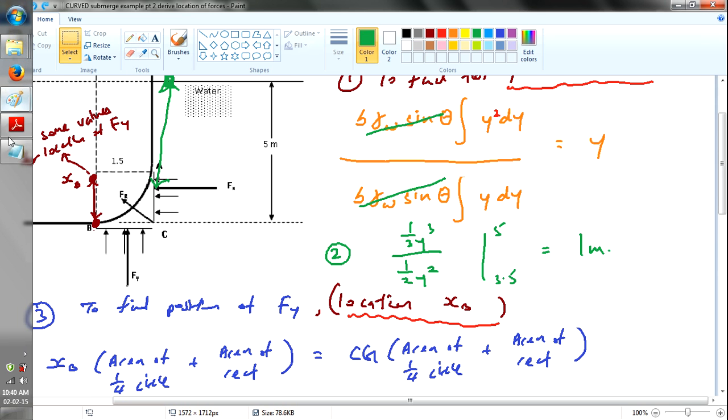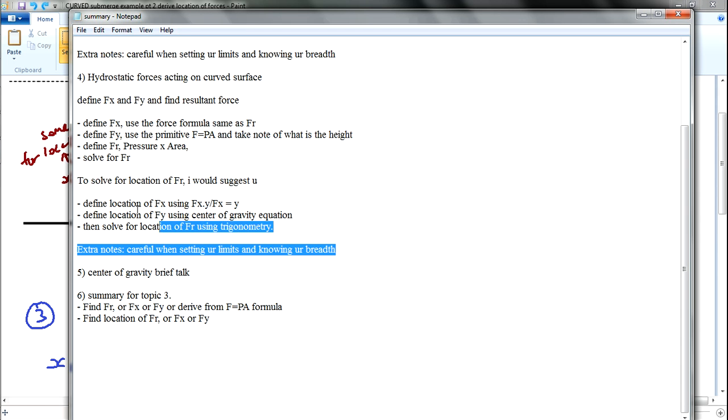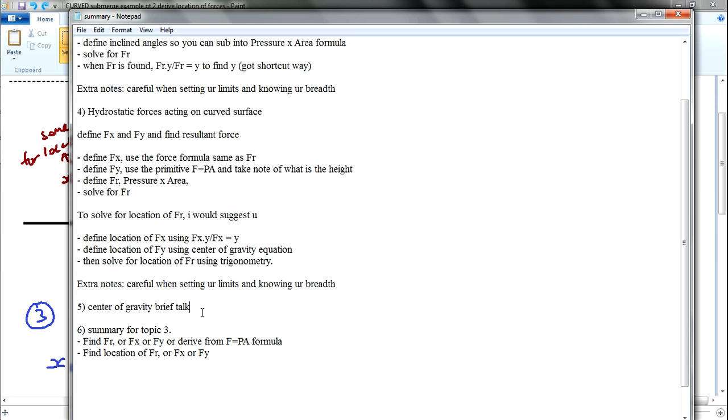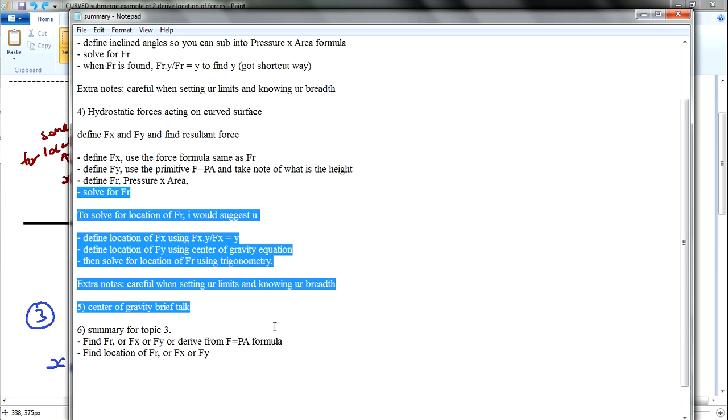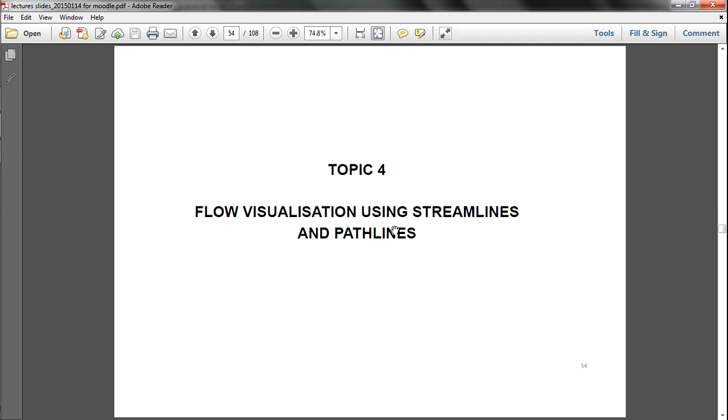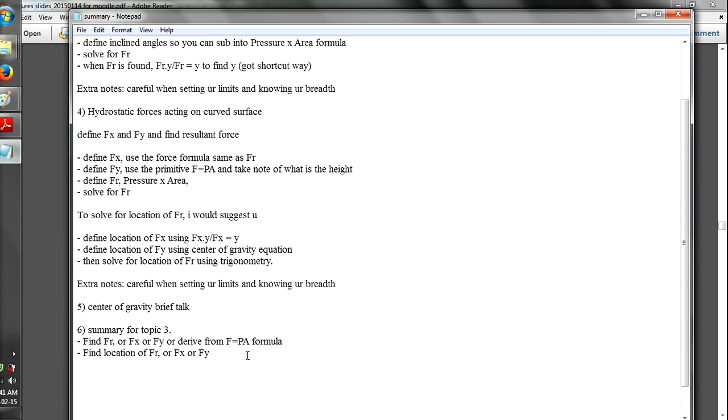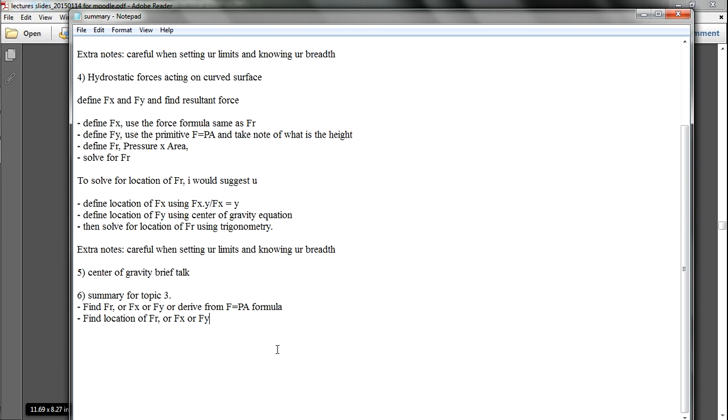Okay, so I already cleared all this stuff, and a brief talk about the gravity. I already talked about the center of gravity, which is this page. So in the next video I'll just do a summary for this whole topic, what I've learned so far, and then we record it another day. So see you.